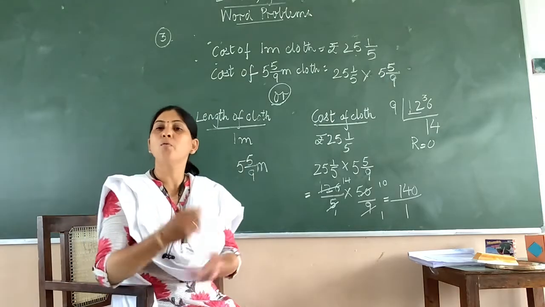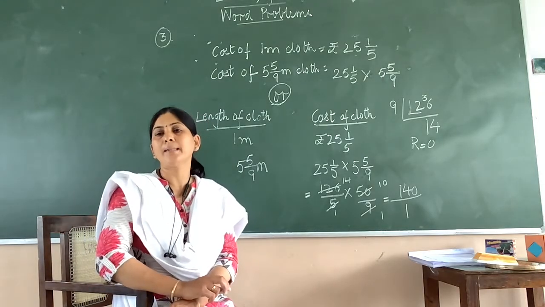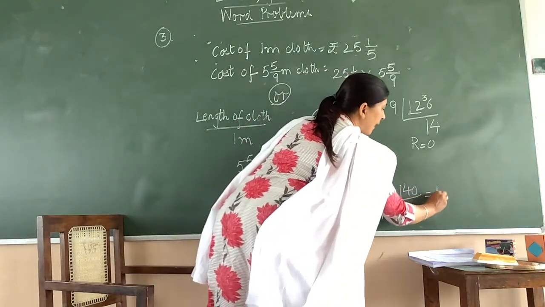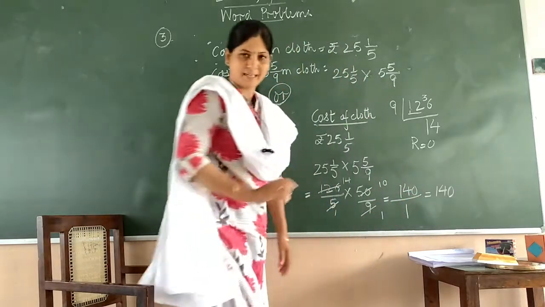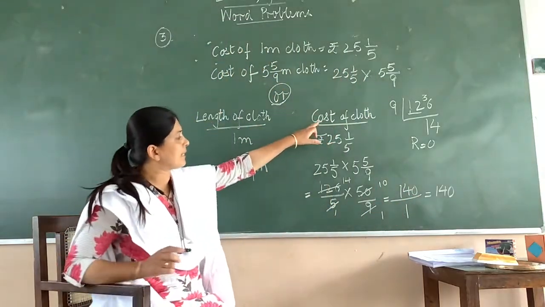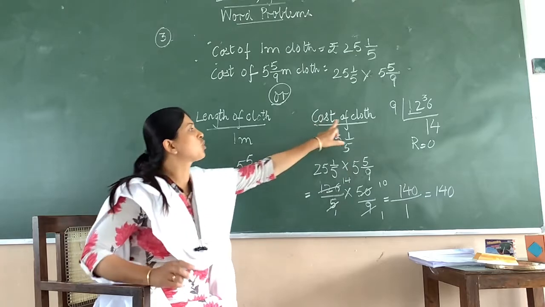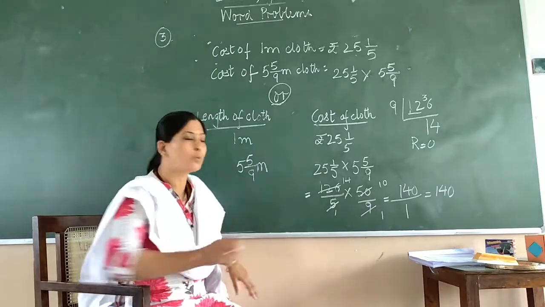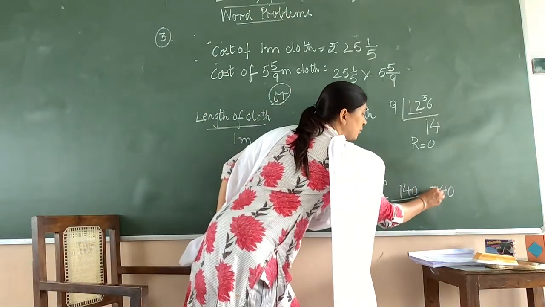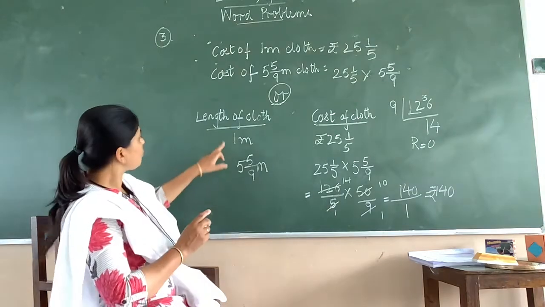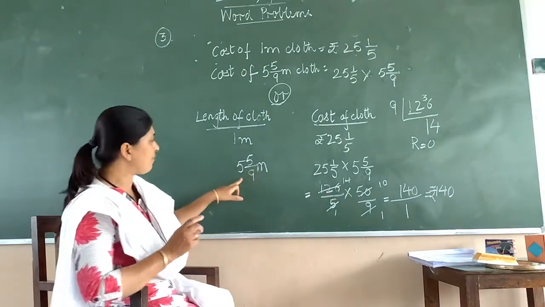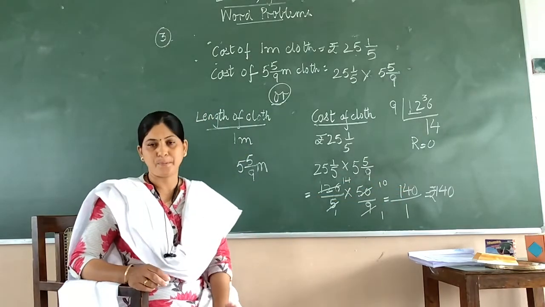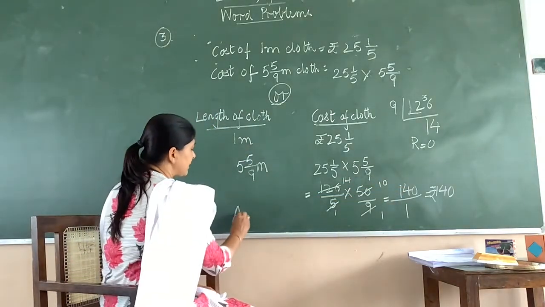Now 140 over 1. How can this be written as a whole number? 140 over 1 means 140. Isn't it? So what did we find? See, the heading on this side is cost of cloth. And what is the unit? Rupees. So 140 is the cost, and the cost is in rupees. So the cost of 5 and 5 over 9 meter cloth is how much? 140 rupees. Now we have to write the answer statement.